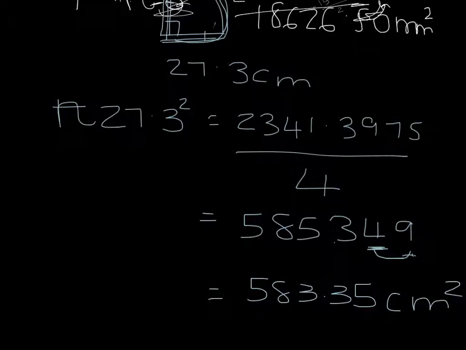Okay, so always remember that if it's only half a circle, divide your pi r squared by 2, and if it's a quarter of a circle, you divide your pi r squared by 4. Okay, off you go and do 5.5.